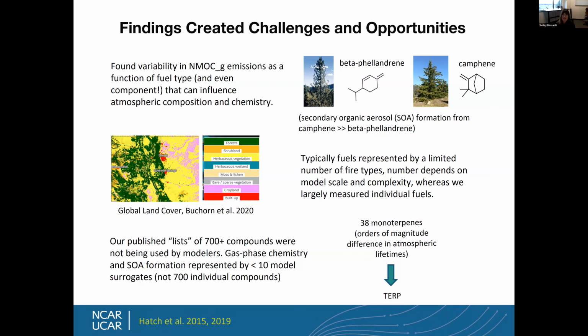And one of the reasons, if you're not familiar with how gas-phase chemistry or secondary organic aerosol is predicted in larger scale models, is that typically these processes are represented by less than 10 model surrogates, or representative compounds, and not 700 individual compounds. For example, we measured 38 different monoterpenes. This category of compounds has orders of magnitude differences in atmospheric lifetime, but sometimes they're represented in a model by a single compound. So this presents a challenge for us.